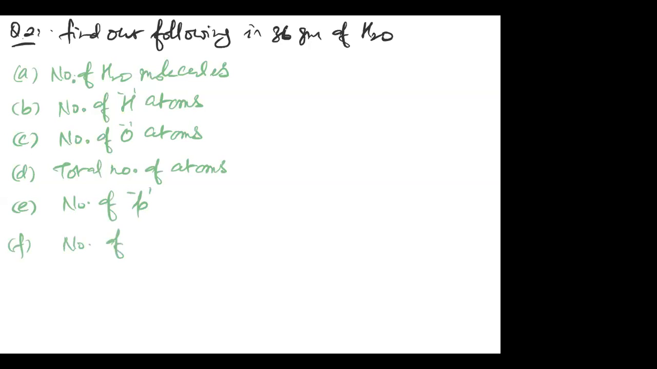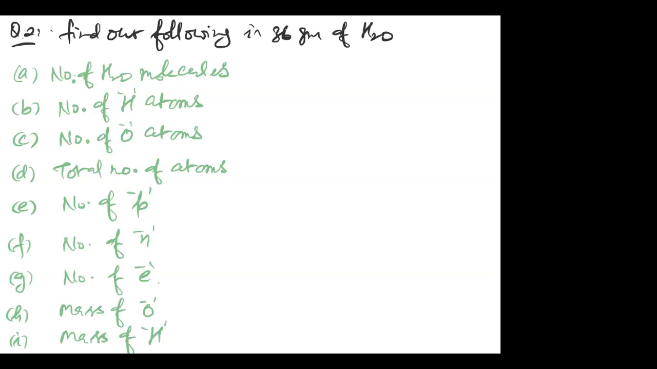It is the number of neutrons. It is the number of electrons. Let's say it is the mass of oxygen. And we also have to find out the mass of hydrogen. So you can take some time to calculate this.